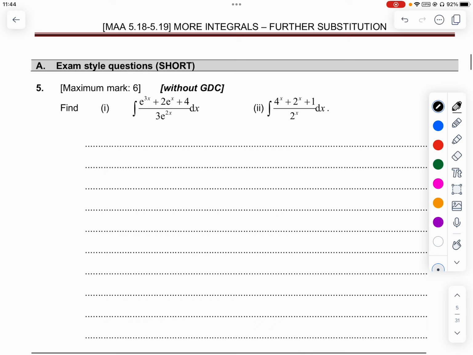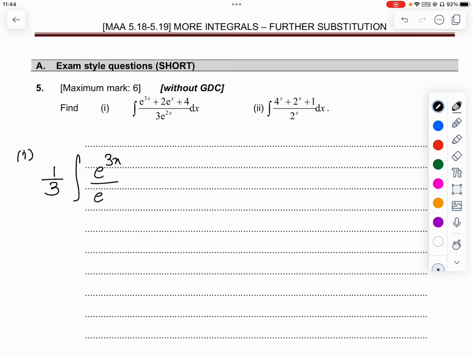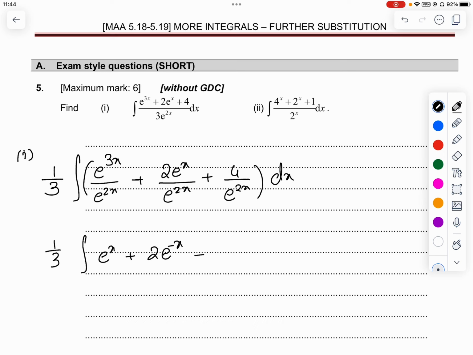Coming to question number 5. So I bring out 1 upon 3 outside in the first part, and integral of e power 3x upon e power 2x plus 2e power x upon e power 2x plus 4 upon e power 2x dx. So 1 upon 3 integral of e power x plus 2e power negative x plus 4e power negative 2x dx.